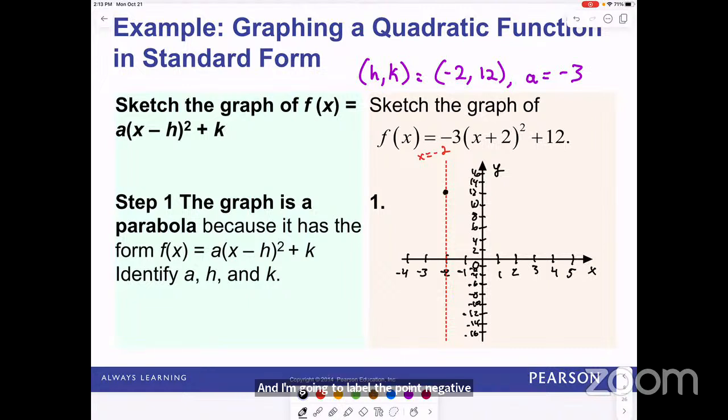Okay. We had a negative leading coefficient, so that means the parabola opens downward. So now I'm just going to choose a few test points, all right? So for instance, when x is -1, -1 plus 2 is 1, squared is 1, times -3 is -3, plus 12 is 9. So another point is -1, 9, which is here. I'll label it -1, 9. I'll rearrange this just a little bit.